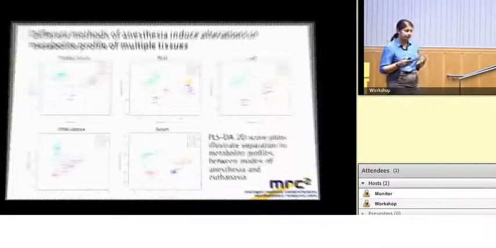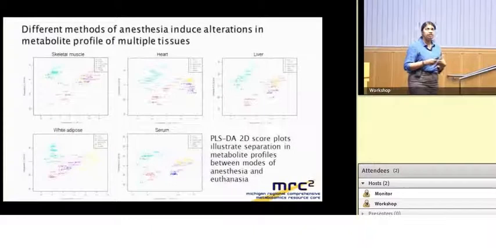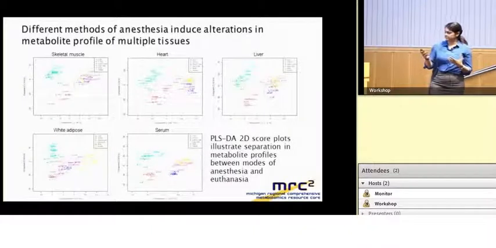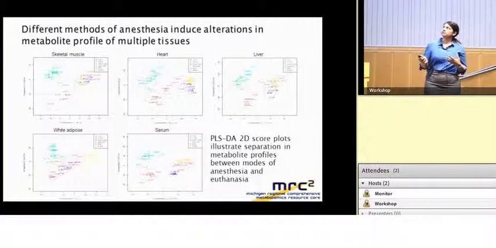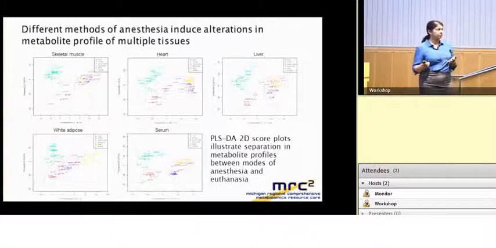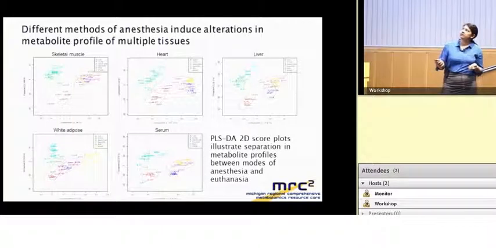Yesterday, I told you guys that the mode of euthanasia makes a big difference. This is a study done by Charles. Here he studies skeletal muscle, heart, liver, white adipose tissue, and serum with different modes of euthanasia. The red ones are the ones with the cervical dislocation, so a hypoxic form of euthanasia. The green ones are carbon dioxide, and the others are the varied other anesthesia agents.